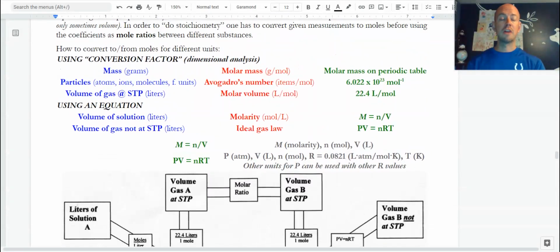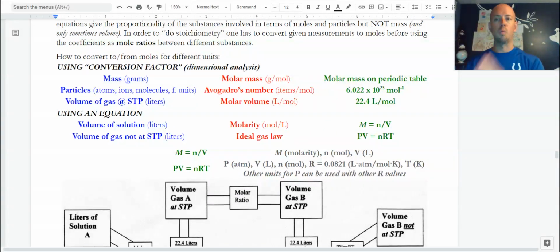Up above, remembering that no matter what we have, we change it to moles. If I have mass, particles, or volume at STP, there is a number that I can either multiply or divide by to get that to moles. That number is either Avogadro's number, the molar volume, or a number that we find on the periodic table. We practiced all of those in previous problems.